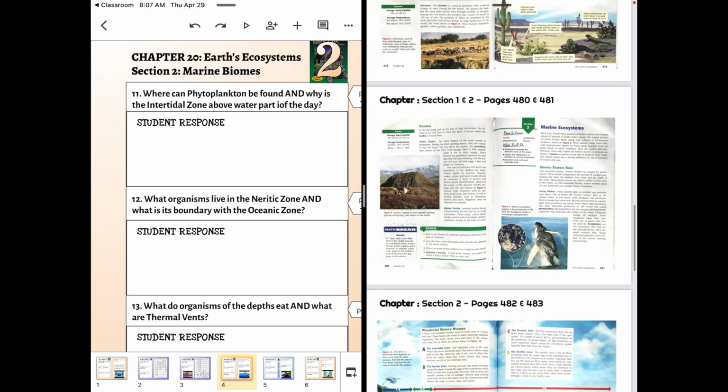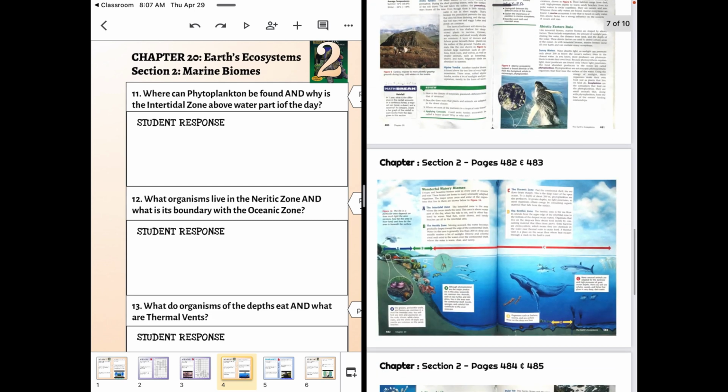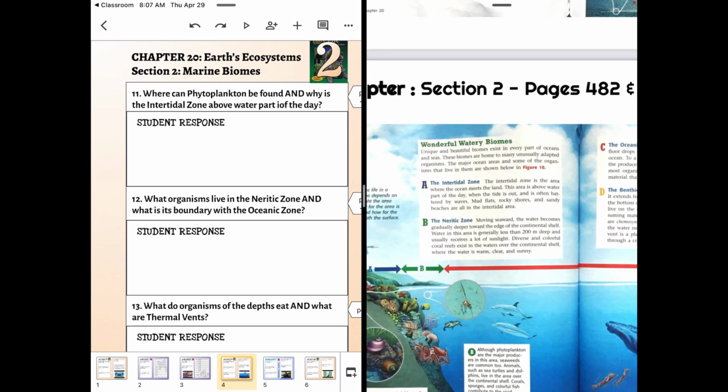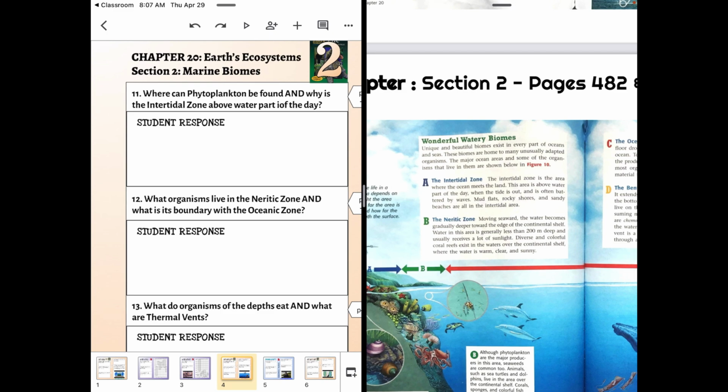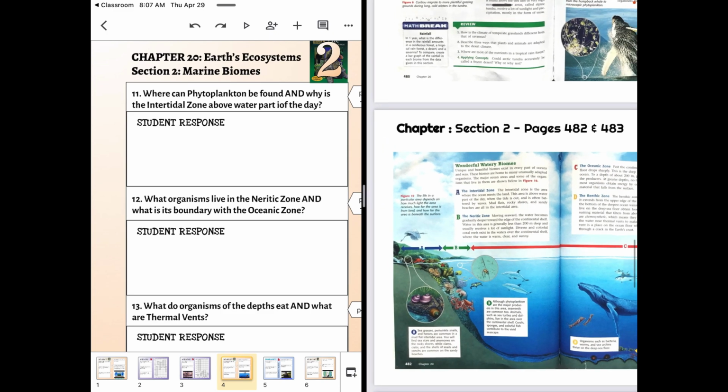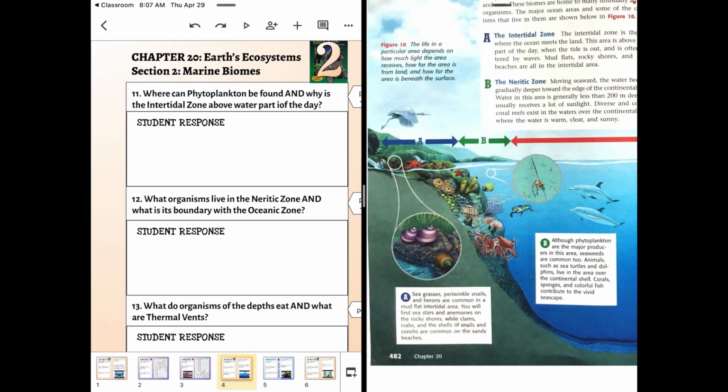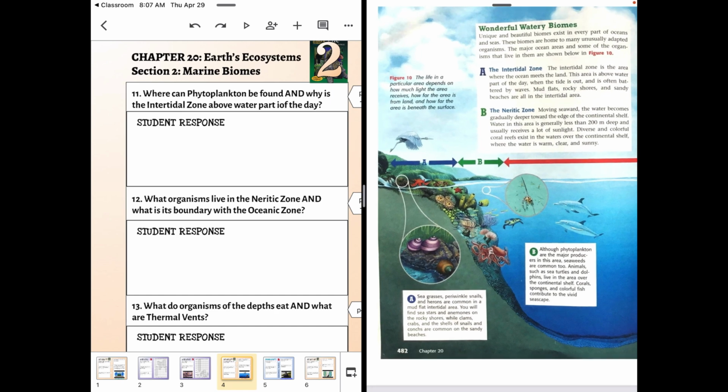Now the intertidal zone is on this page. So this page covers 4 zones of the ocean. Intertidal zone, A: you can find it in the paragraph or in the picture. So all 4 zones are covered partially in paragraphs and partially in pictures. So why is the intertidal zone above water part of the day? Even though it's an ocean zone, it's not always underwater.